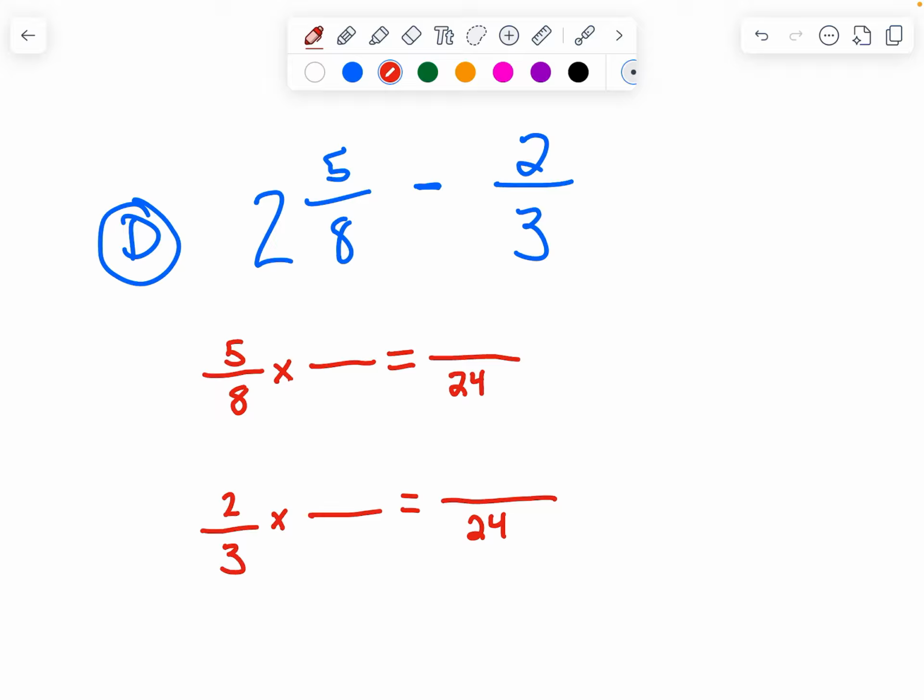So what times 8 equals 24? 3. So this has to be 3/3 because we have to multiply by a whole. And what times 3 equals 24? 8. 8/8. And you can, again, look at this pattern, how we can always use the opposite denominator to figure out what the common denominator is going to be.